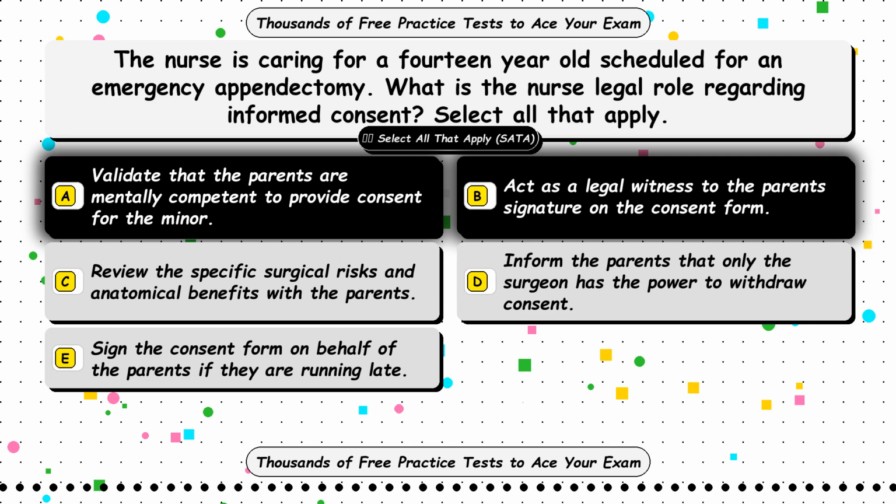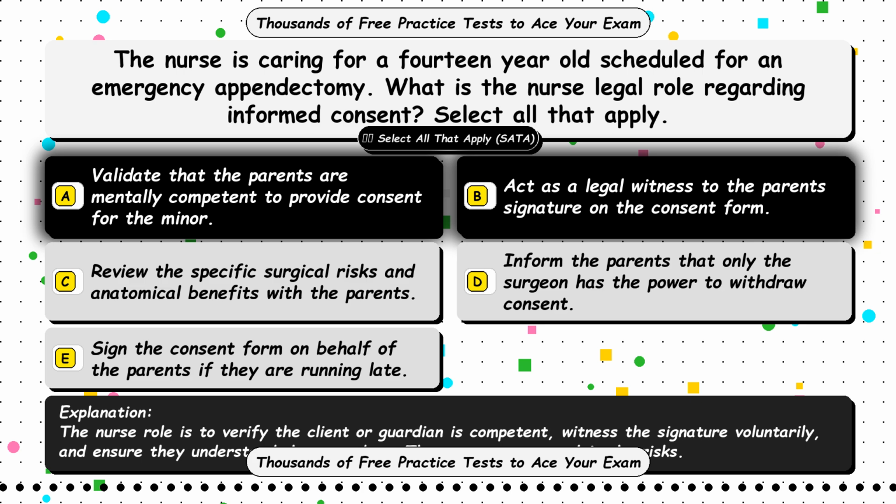The correct answers are options A and B. Validate that the parents are mentally competent to provide consent for the minor. Act as a legal witness to the parent's signature on the consent form. The nurse's role is to verify the client or guardian is competent, witness the signature voluntarily, and ensure they understand the procedure. The surgeon must explain the risks.